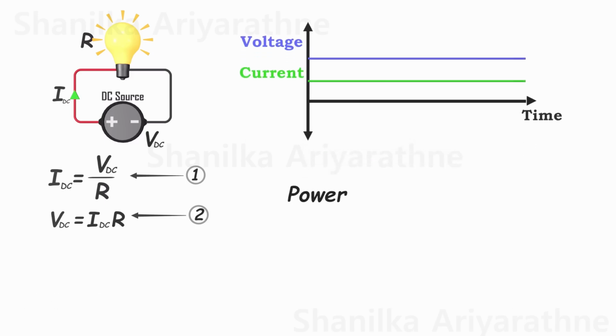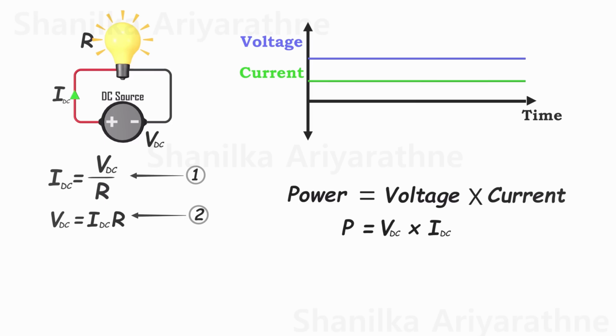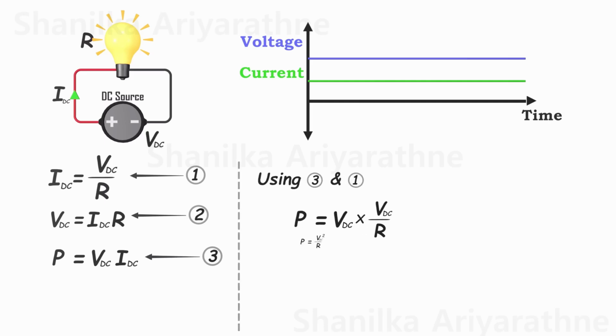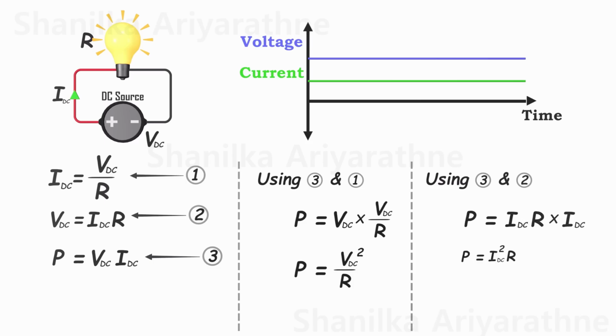Therefore, to determine the power consumption of the bulb, we simply multiply the voltage by the current. Simple, right? This represents our third equation. We can take the third equation and the first one to derive a new equation. Power equals the voltage squared divided by the resistance. Similarly, using the third equation with the second one allows us to derive another new equation. Power is equal to the current squared times the resistance. Keep these in mind. These two equations will be utilized later.